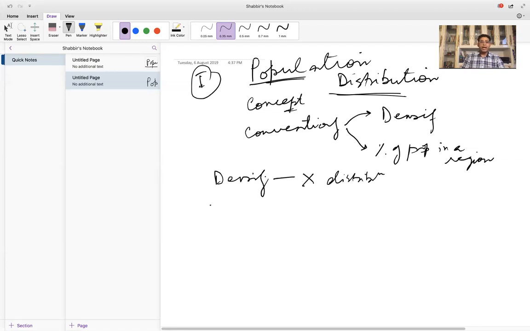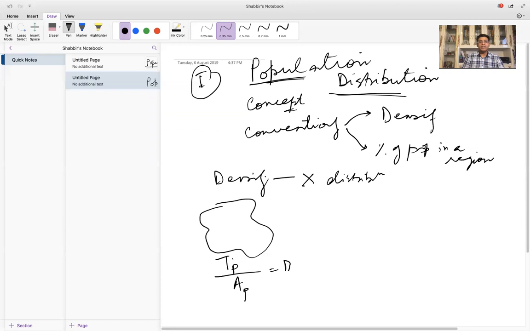Because if I'm looking at an area, say this is a region I'm discussing, and I'm saying the density is the total population of the place divided by the area of that particular place, what I'm assuming is that this population is uniformly distributed across the area, and in this area per unit, okay, measure what is the amount of concentration. So because I'm assuming the population is uniformly distributed, this actually does not give me the distribution.